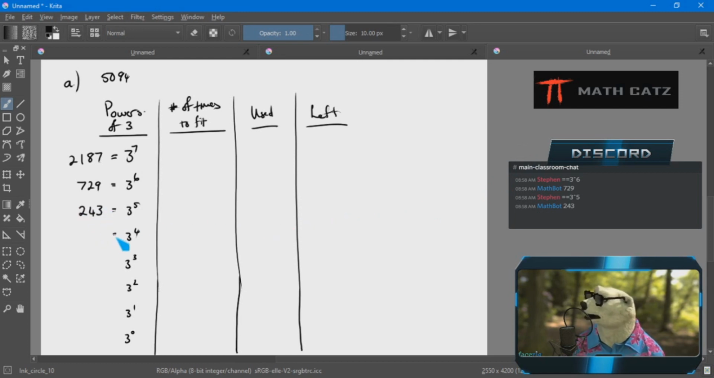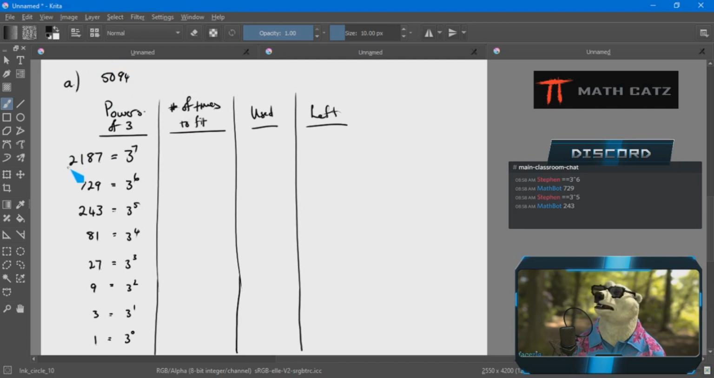243. Now, sometimes, the more you do these, you start to remember the small ones. 3 to the power of 4 is 81. 3 cubed is 27. 3 squared is obviously 9. And then 3, and then 1. But definitely make sure we need these values. Correct, right? All right. Now I start at the top with my quantity in decimal 5094.